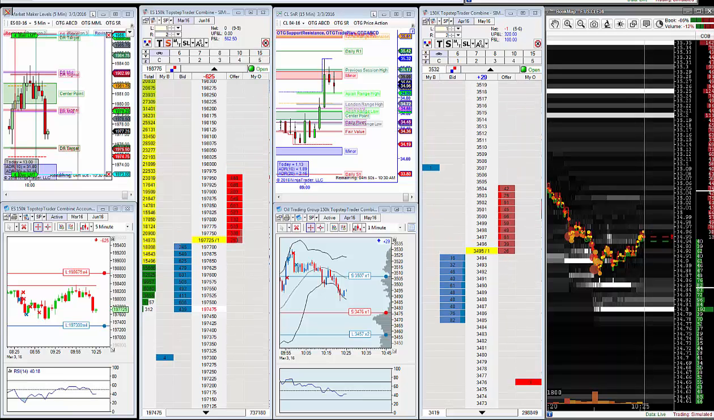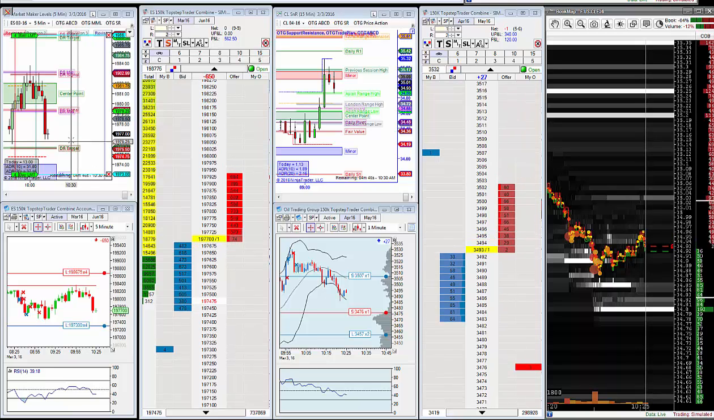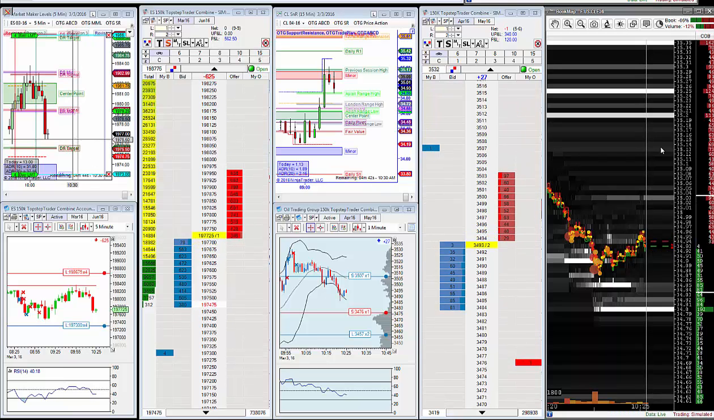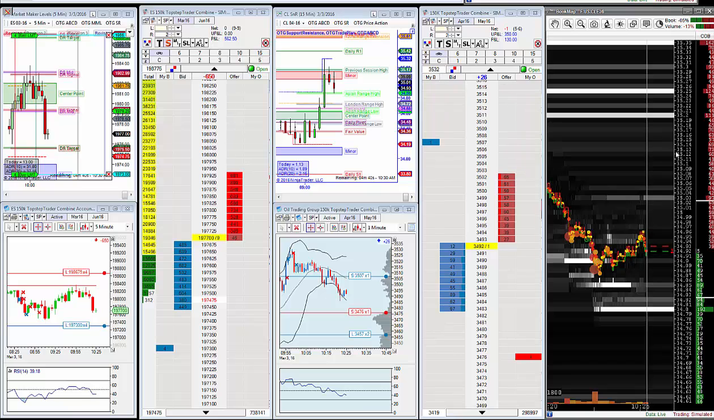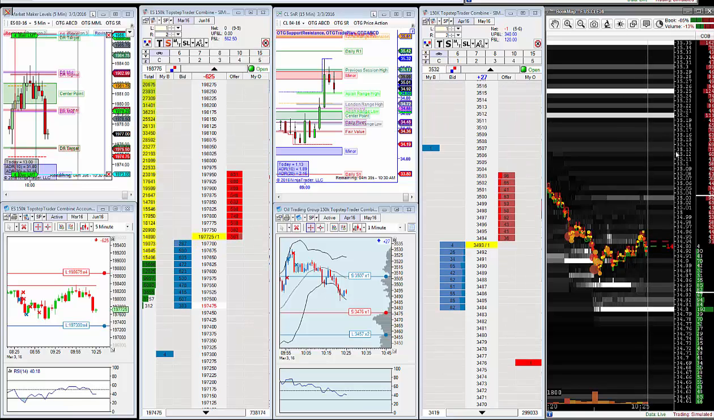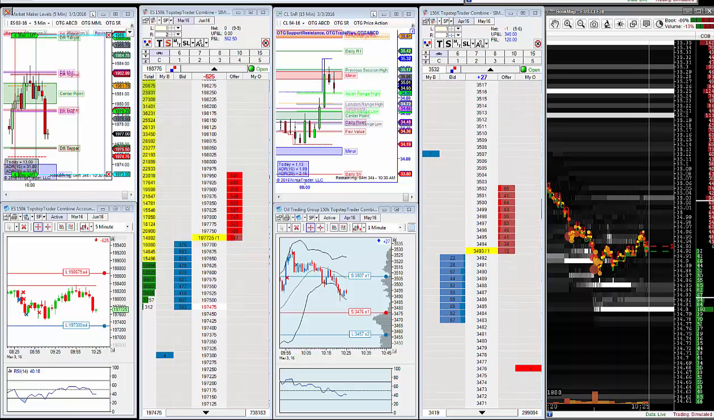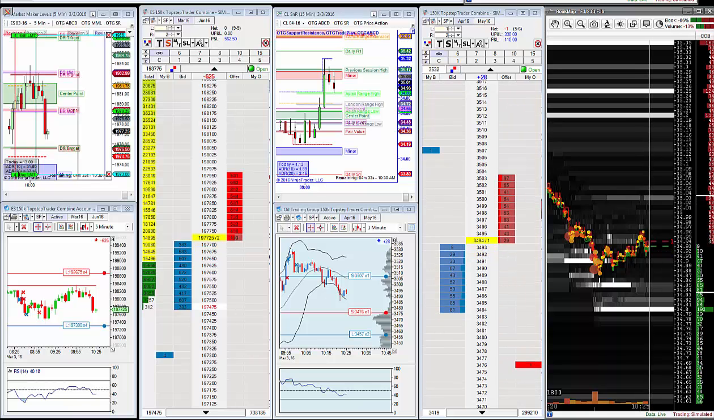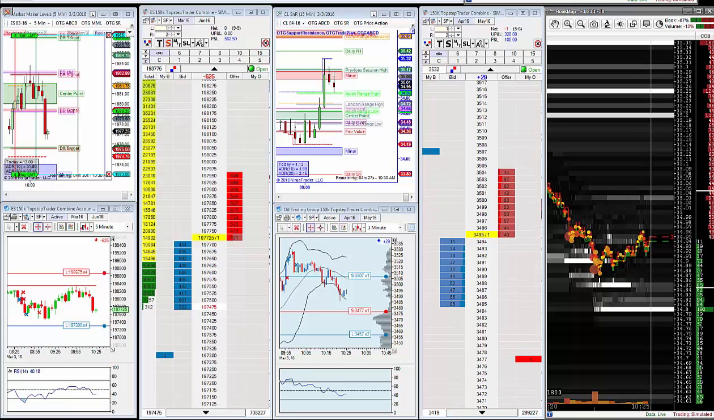NQ at lows, ES hovering around its lows. Double bottom on its lows there. Like to see this CL rip through to the downside down to 57. That's your target, is 57. Adding one at 77. Final target 57.